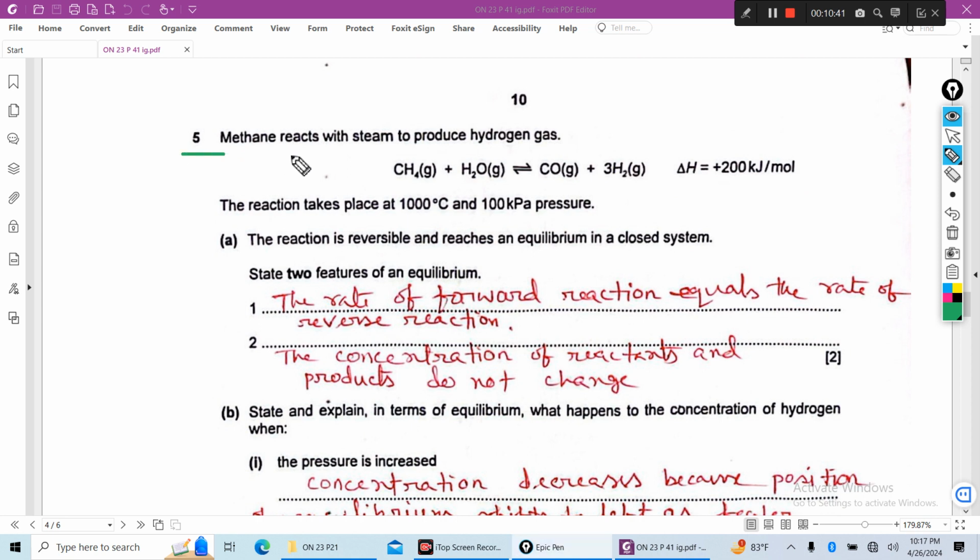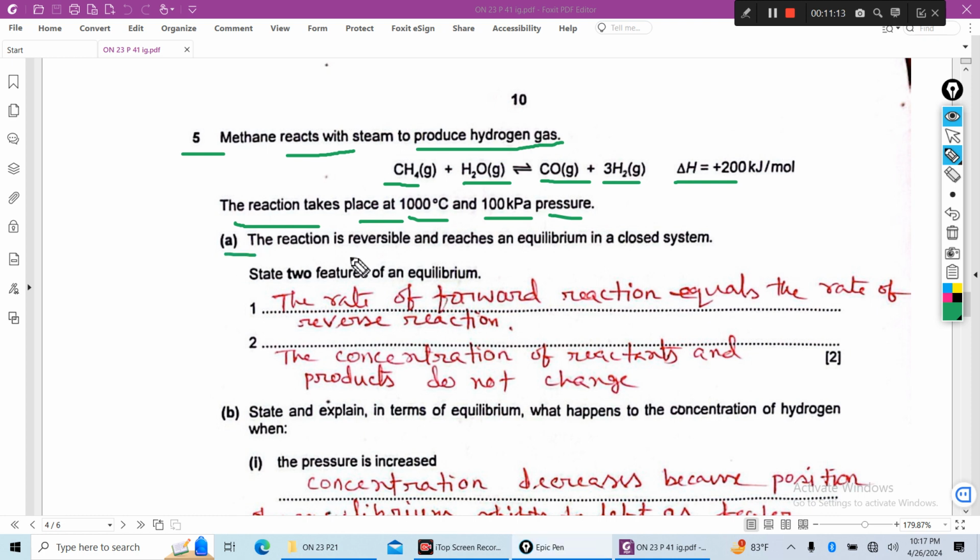Next, this is number 5. Methane reacts with steam to produce hydrogen gas. Methane reacts with steam, meaning water gas, to form carbon monoxide plus hydrogen. Delta H is positive 200 kJ per mole. That means this is an endothermic reaction. The reaction takes place at 1000 degrees centigrade and 100 kilopascal pressure.